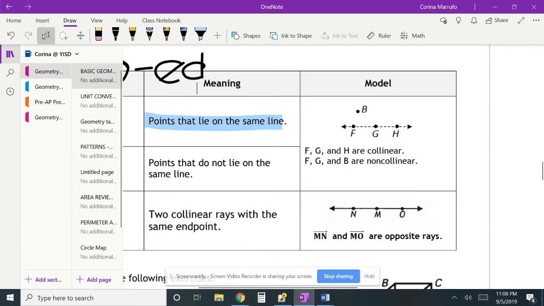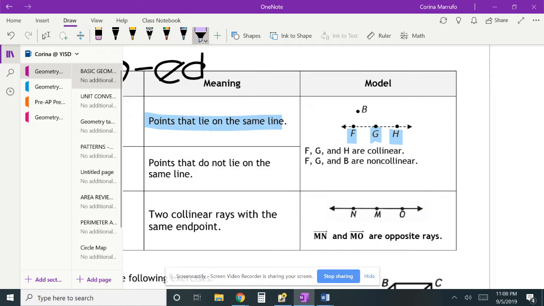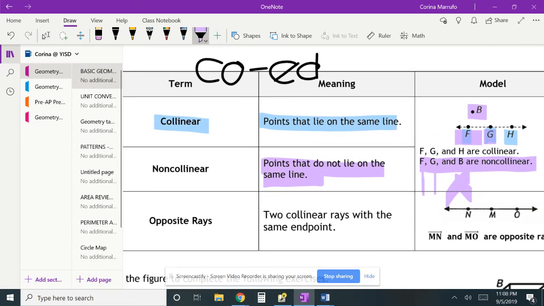Okay. So here we have F, G, and H. All of these we would say are collinear because they all are on the same line. Now they also put an example, non-collinear. So if it is non-collinear, it's points that do not lie on the same line. So they give us an example of F, G, and B. Now F and G are both on the same line, but B is not. Okay, so then we cannot say those 3 points are collinear if they all don't lie on the same plane. They all have to lie on the same plane.